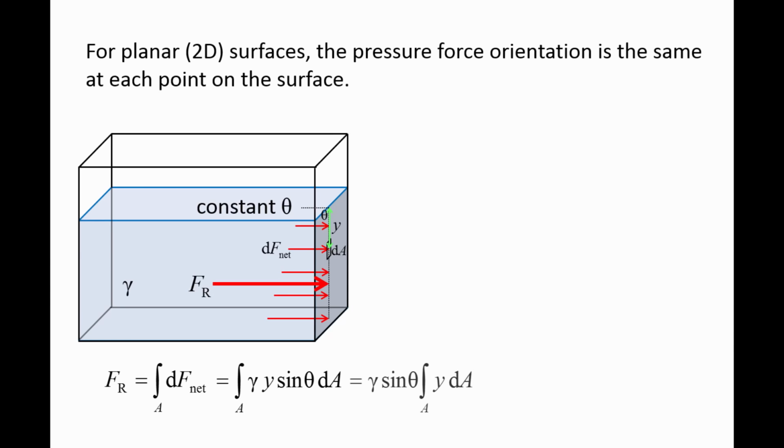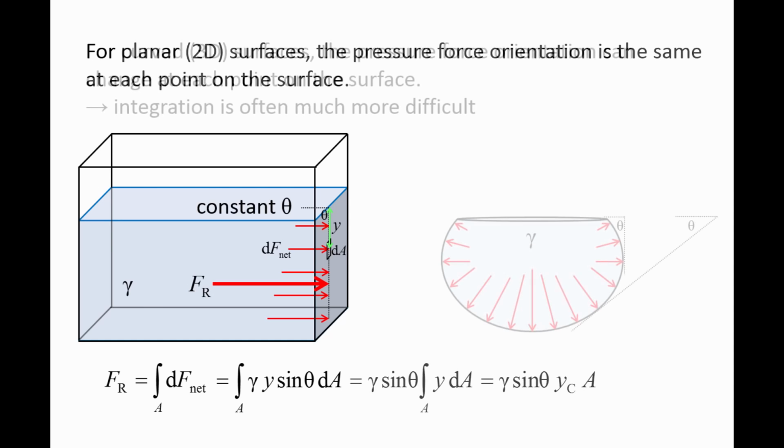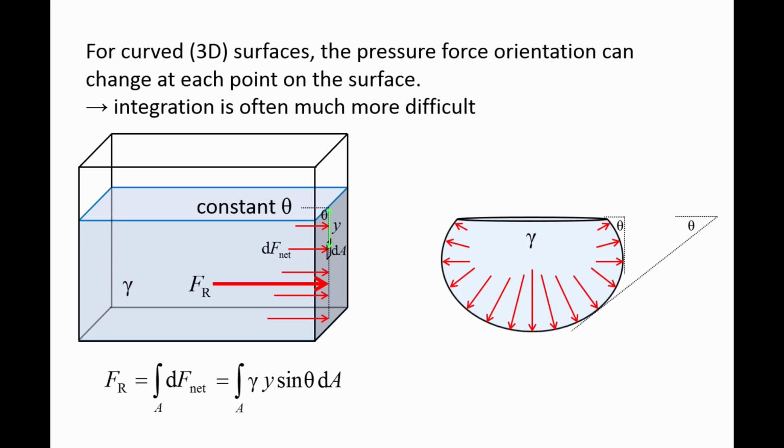We are able to pull gamma sine theta out of the integral because they are constant, and the integral of y dA is the y-coordinate of the centroid yc times the wall area. For curved surfaces, integration is usually much more difficult because the pressure force does not have a constant orientation angle.